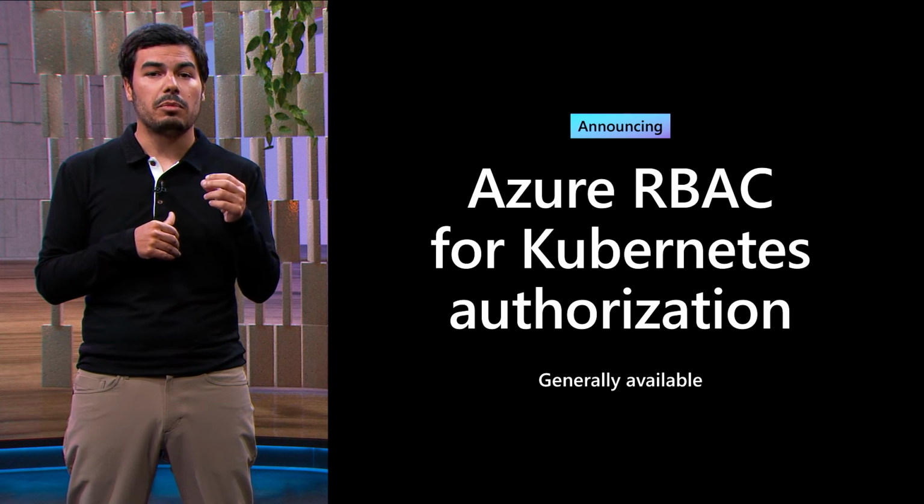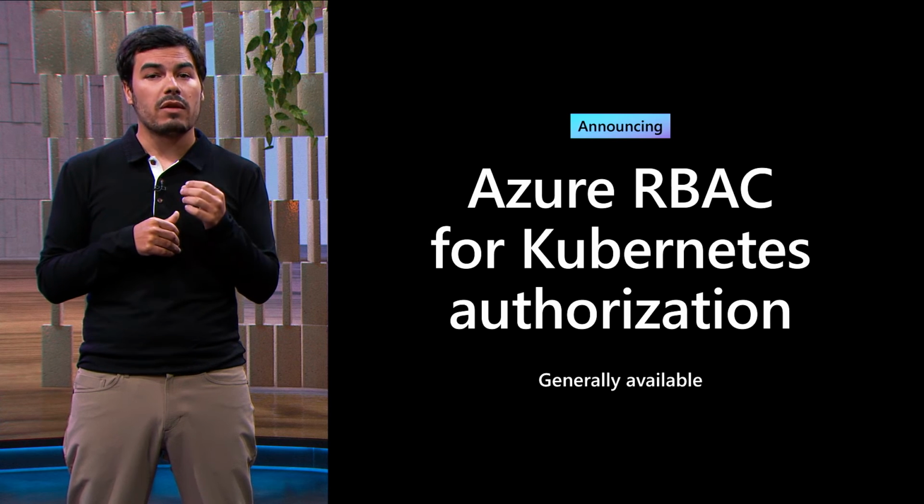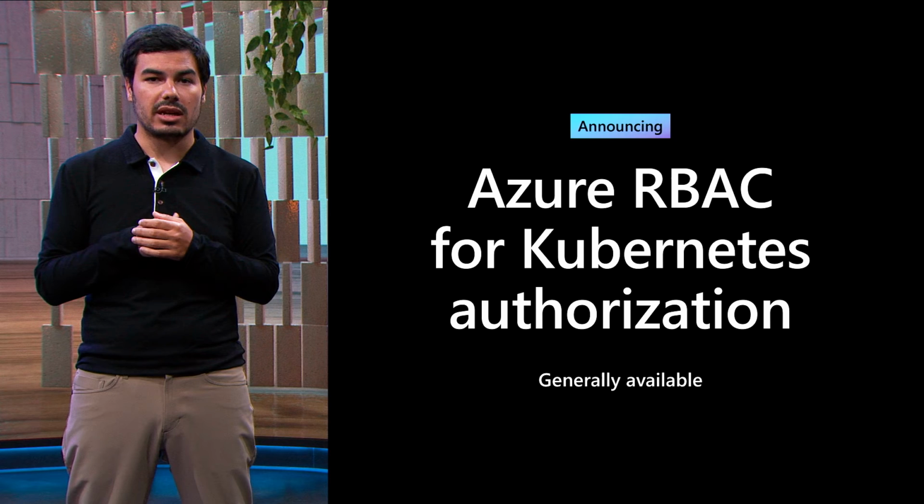Now that we have hardened our cluster, how can we ensure that we don't increase the operational cost of multiple clusters at scale? One of the key things we need to worry about is authentication and authorization at scale. So to simplify that challenge, we're happy to announce the general availability of Azure RBAC for Kubernetes authorization. Let's take a look at how it can simplify your operations at scale.